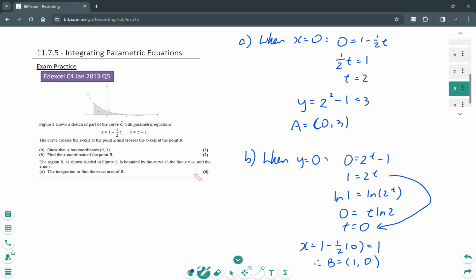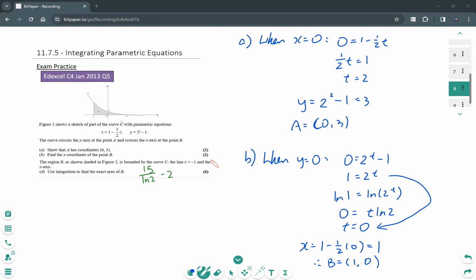So now, okay, pause the video, have a go at part C. Find the area, use the integration, find the exact area. When you're ready for the answer, you can press play. So the final answer is 15 over ln 2 minus 2. All right, if you got it right, well done. That's the end of the lesson for you. But if you don't, let's go through it step by step.